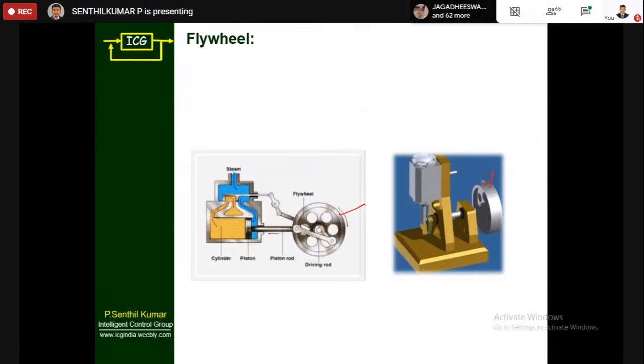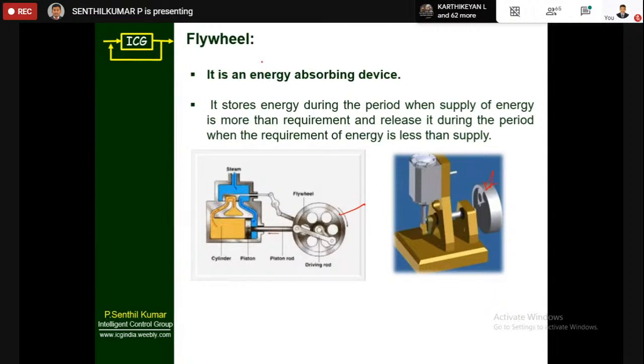Okay, probably you have noticed this kind of wheel in your laboratory. Whatever the engine you have, there is a larger wheel attached to that. What is the purpose of that wheel? It is to convert the fluctuation of energy into uniform energy. So this is very, very important.